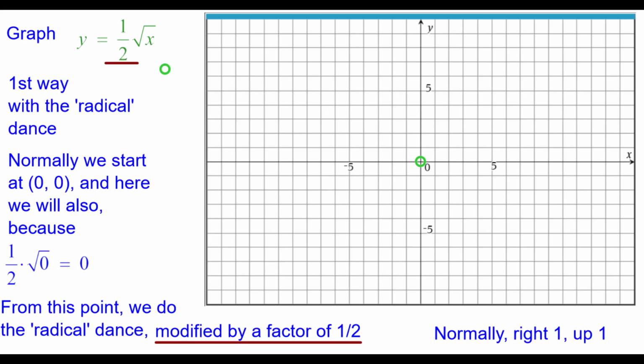Normally it's right 1 up 1, but here it's going to be right 1 up 1/2. Normally right 4 up 2, but in this case it will be right 4 up 1. And normally the square root of 9 is 3, so it would be right 9 up 3, but here it will be right 9 up 3/2.